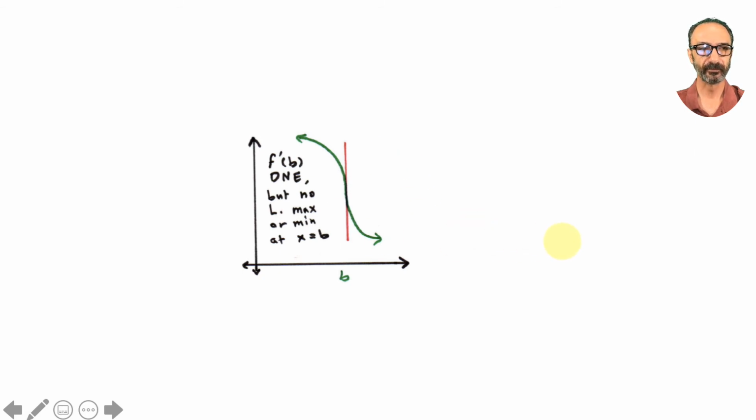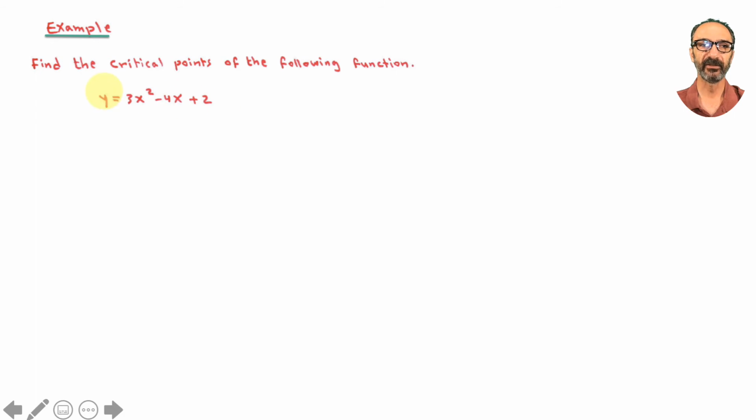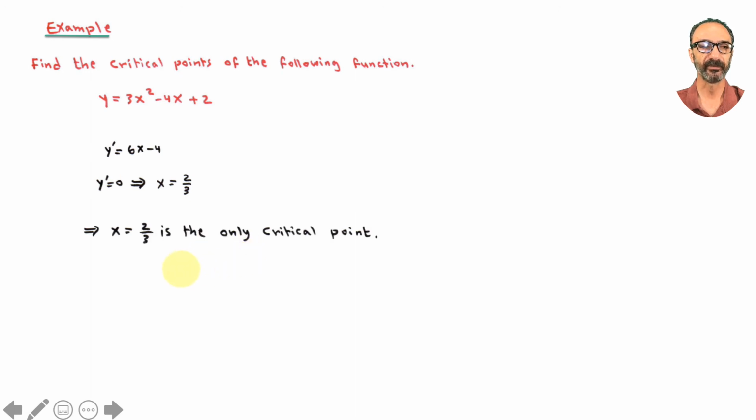Example: find the critical points of the following function: y equals 3x squared minus 4x plus 2. y prime equals 6x minus 4. Set it equal to 0. Now I'm getting into practical examples instead of just looking at graphs only. Here we go. Do the math. Add 4 to both sides, divide by 6, simplify, you get 2/3.